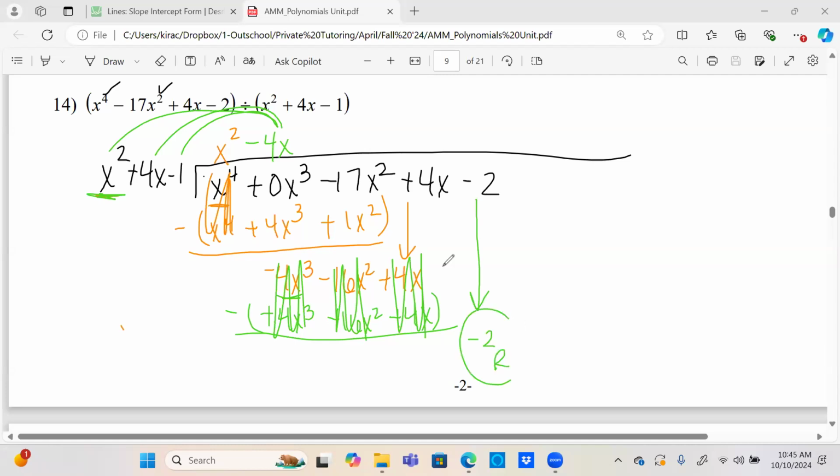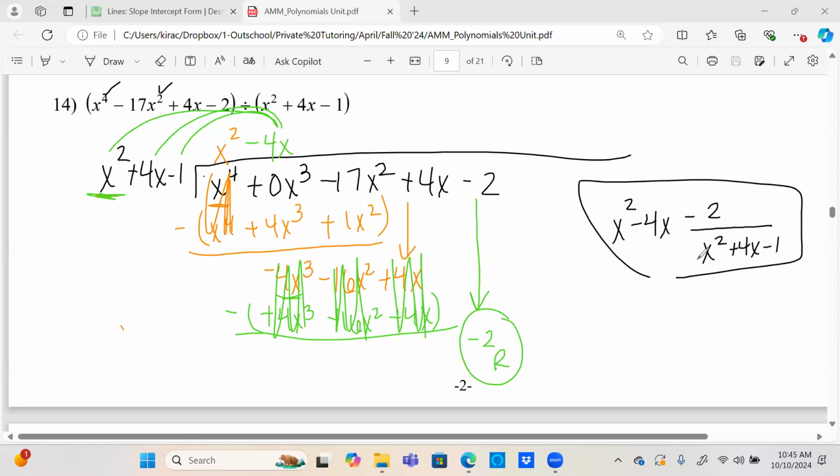This is our remainder. So again, deceptively easy on this one. Final answer is x squared minus 4x with a remainder of -2 over the original divisor. That's all you can do there.